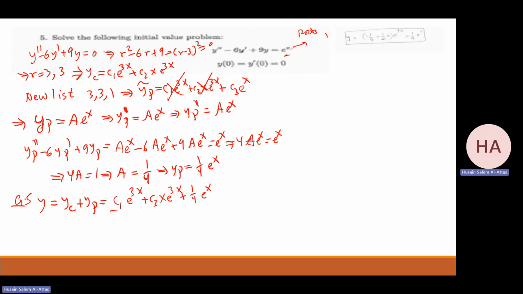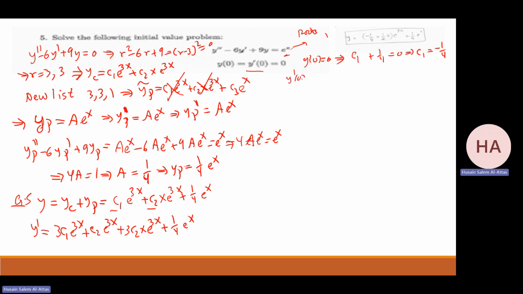Now I need to apply the conditions to find the c's. I need y prime, since I need the condition for y prime. What will that be? It will be 3c1 e^(3x). Here I have what? c2 e^(3x) plus 3c2 x e^(3x) plus 1 over 4 e to the power x. Okay. So I have y at 0 equals 0. That implies c1 plus 1 over 4 equals 0. So c1 equals minus 1 over 4. Nice, easy one.